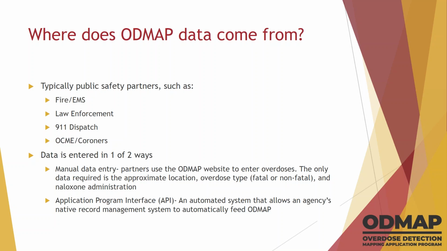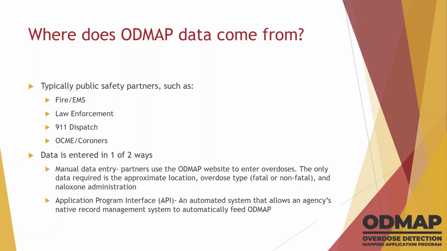mobile-friendly website by the designated agency. So the only data that is required is the approximate location of the overdose, the type, whether that's fatal or non-fatal, and then the naloxone administration. And this could be unknown, no naloxone, or single or multiple doses of naloxone. And as you can tell from those data entry points, there's actually no PII or PHI collected within ODMAP.